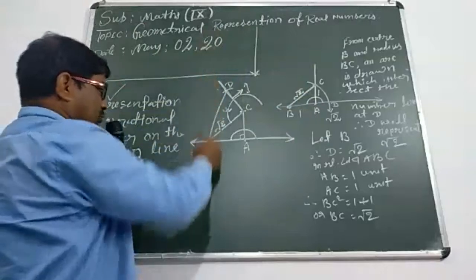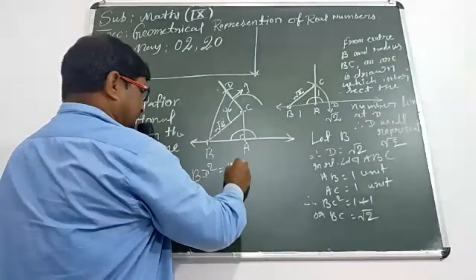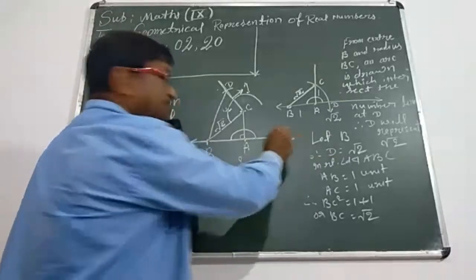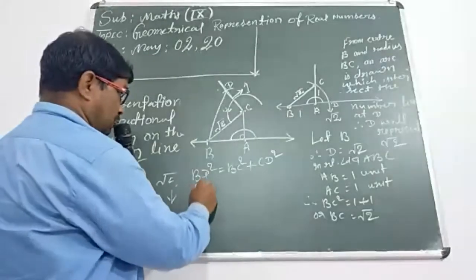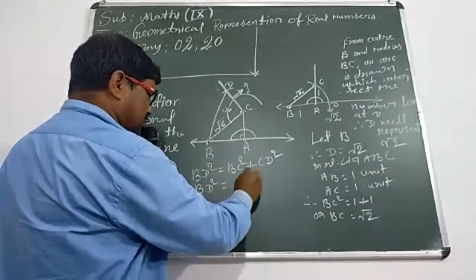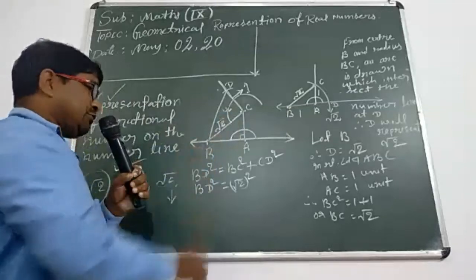Now go into Pythagoras. BD square equal to BC square plus CD square by Pythagoras. Take down also. Now BD square equal to BC, which is under root 2, square.